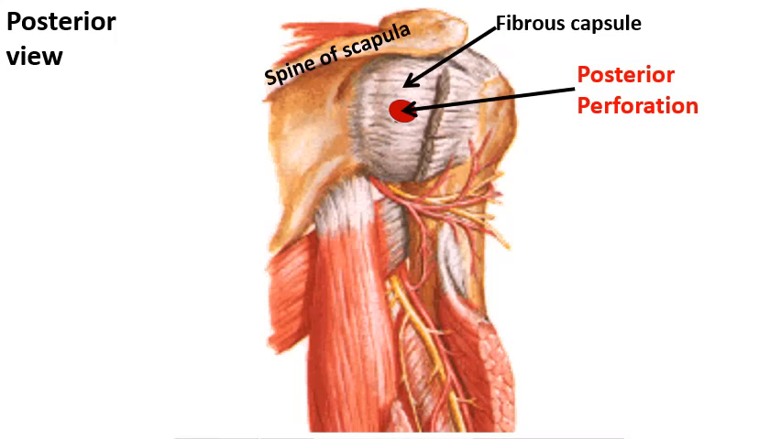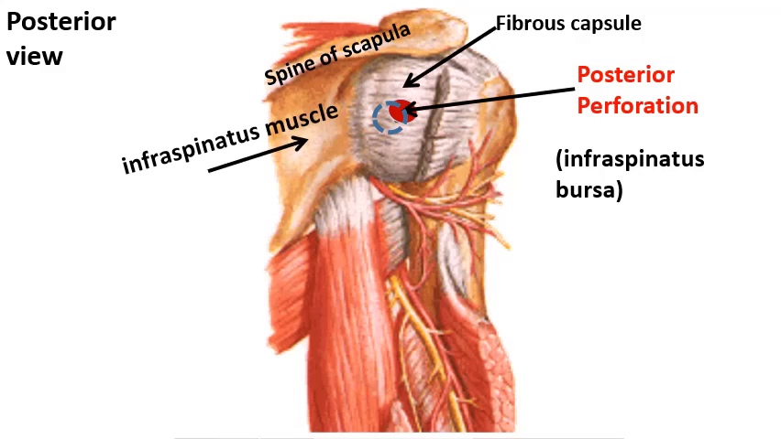This is the posterior perforation in the fibrous capsule of the shoulder joint. As you see, it is related to the infraspinatus bursa, which is present between the tendon of the infraspinatus muscle and the fibrous capsule. So this perforation, the posterior perforation, may allow communication of the infraspinatus bursa with the shoulder joint cavity occasionally.